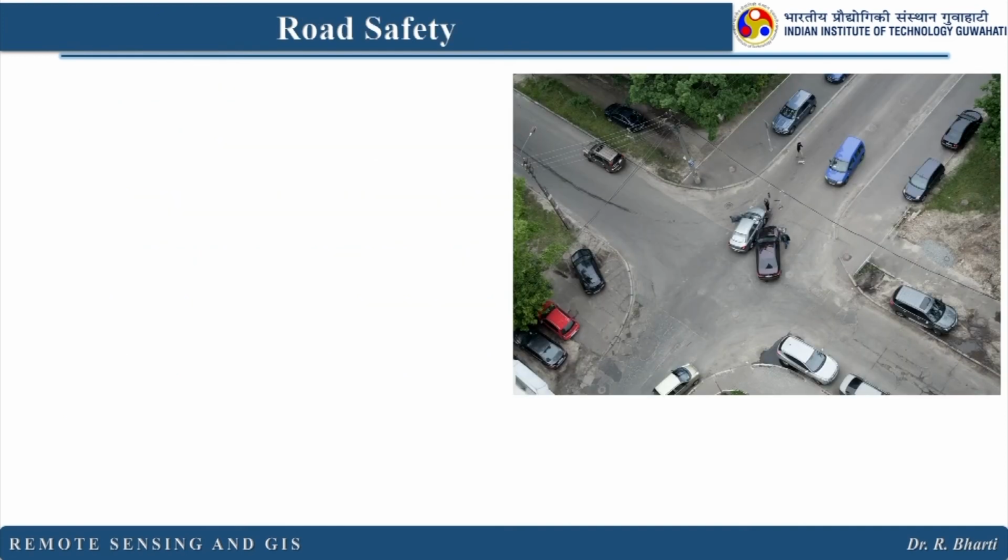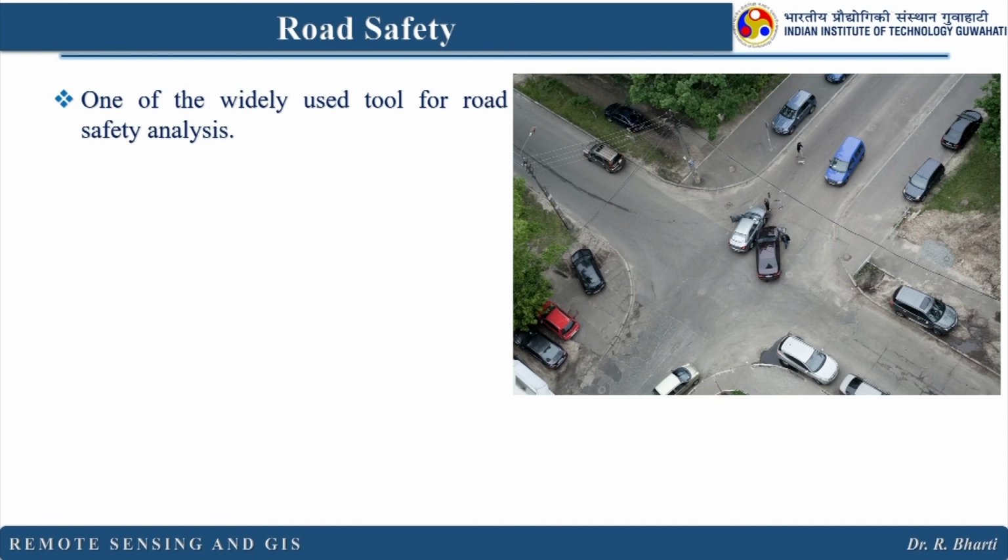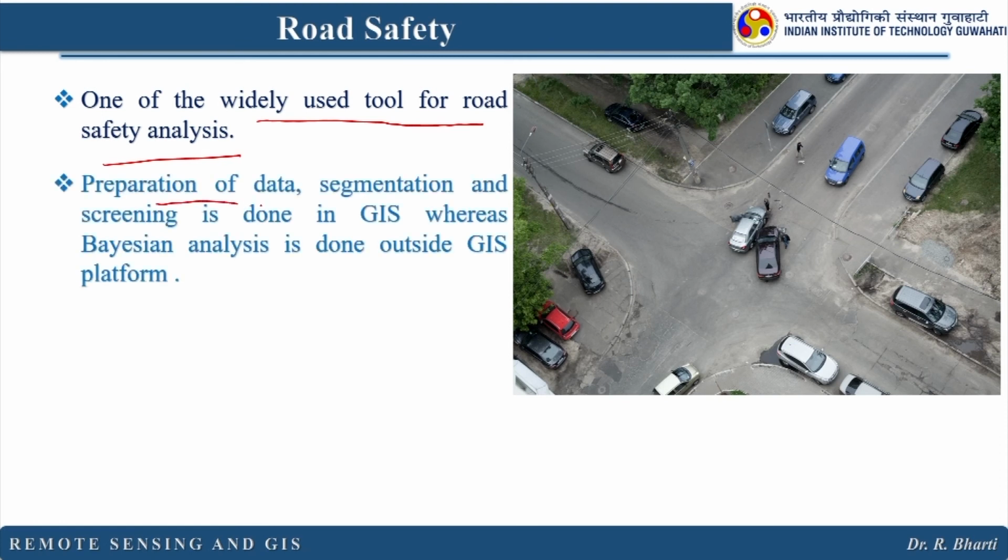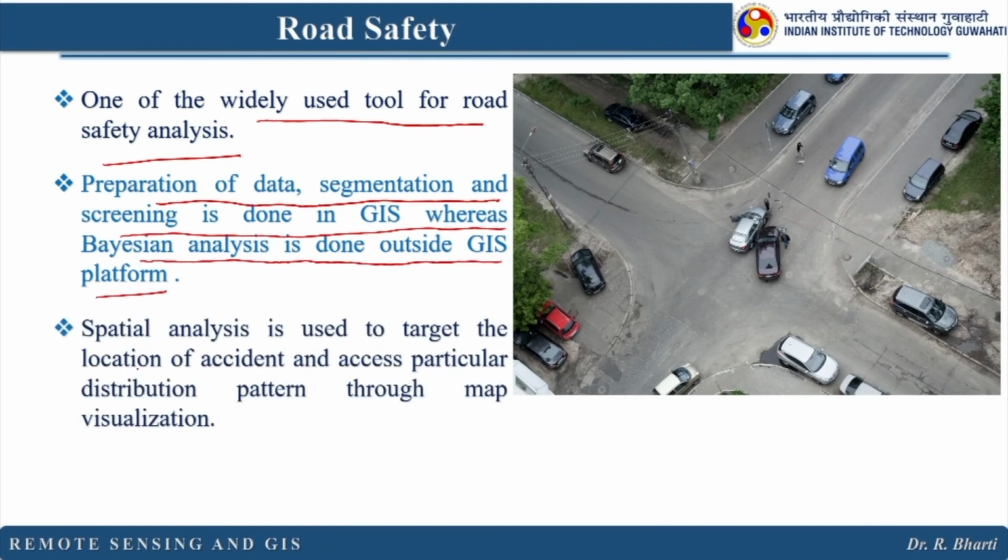Road safety is another very important dimension of transportation engineering, where GIS is frequently used. One of the widely used tools for road safety analysis is GIS. Preparation of data, segmentation and screening is done in GIS, whereas Bayesian analysis is done outside the GIS platform. Spatial analysis is used to target the location of accidents and assess particular distribution patterns through map visualization. So basically when we are involved with GIS, then definitely we are having spatial data. That means the location data is always involved, plus remote sensing data gives you the power of visualization.